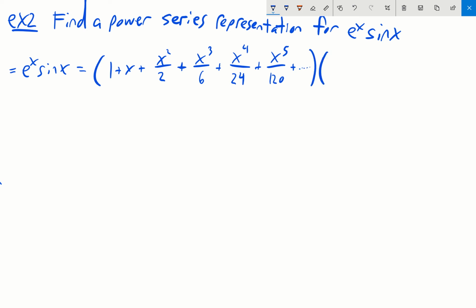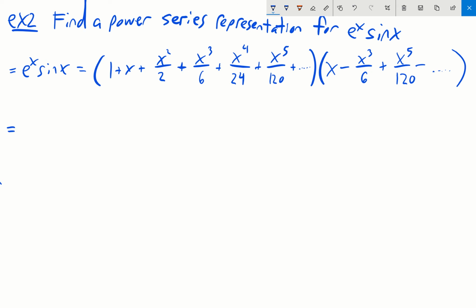Then we're going to write out the first few terms for the sine of x. We know that the sine of x is x minus x cubed over 3 factorial, which is 6, then plus x to the 5th divided by 5 factorial, which we know is going to be 120. This is an alternating sum, so the next term would be negative, and that pattern would continue forever.